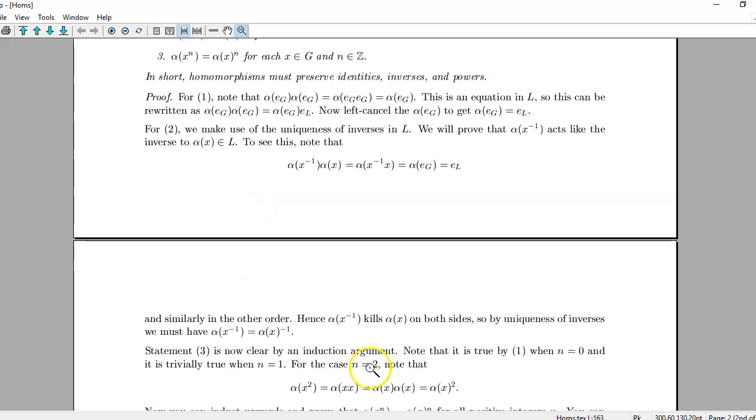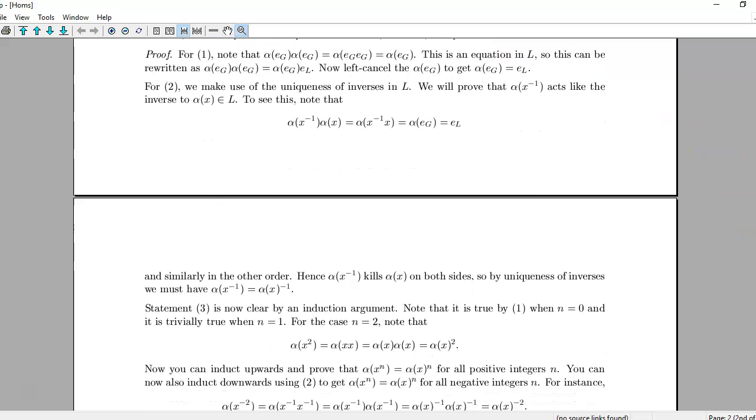Now, what about the n equals 2 case? Here, we're going to start inducting. Well, for the n equals 2 case, you have alpha of x squared, that's alpha of xx, but that's equal to alpha of x times alpha of x, because alpha is a homomorphism, and this is alpha of x squared. So there you have it. Alpha of x squared is alpha of x being squared. And then you can induct upwards and get it for all the positive integers.